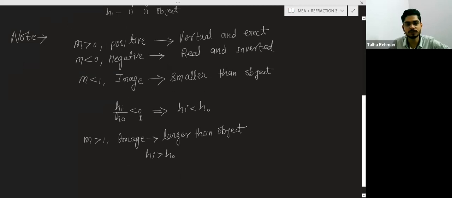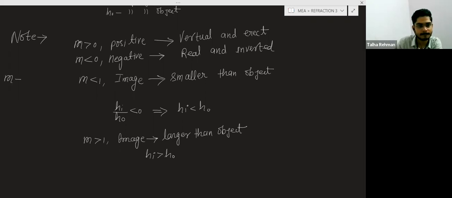Just note down this also. This will be very helpful to you. But you should remember what m is. Small m is the magnification.